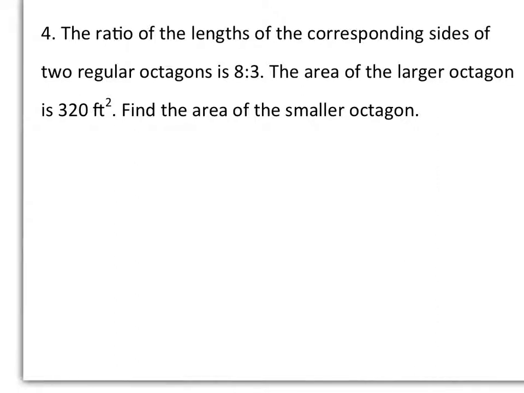Number 4, the ratio of the lengths of the corresponding sides of two regular octagons is 8 to 3. The area of the larger octagon is 320 feet squared. Find the area of the smaller octagon. So if their ratio is 8 to 3, then square them to find that the ratio of the areas is 64 to 9. So that is larger to smaller.